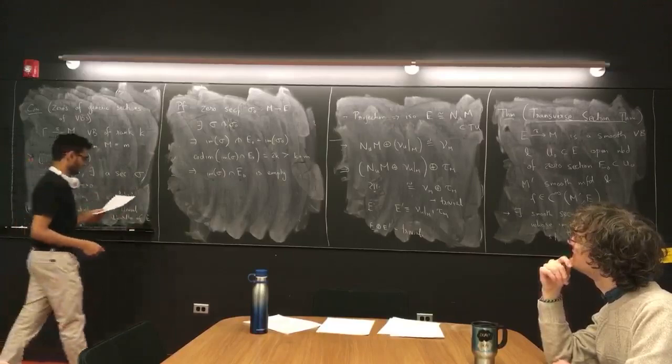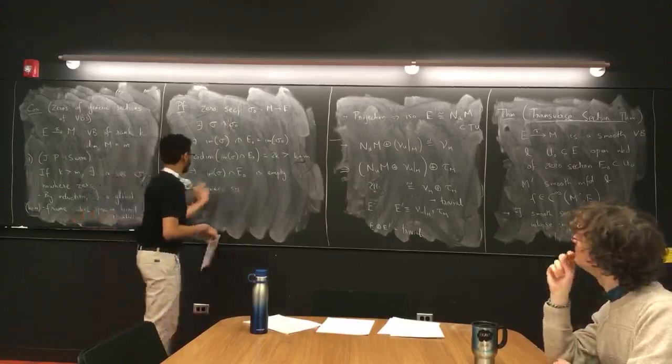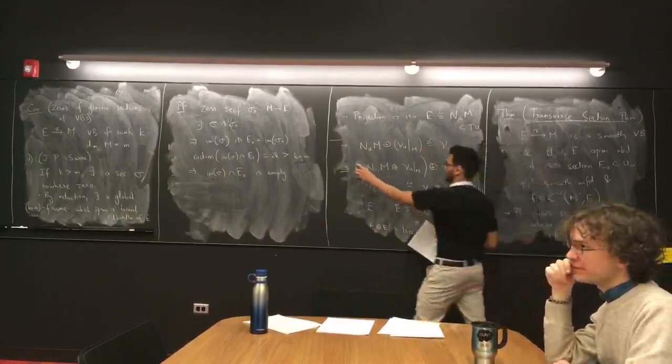So, such a section is called a generic section. I'm not going to use this generic word. It's going to get very confusing otherwise. So the statement is that you can take any section and perturb it by homotopy.